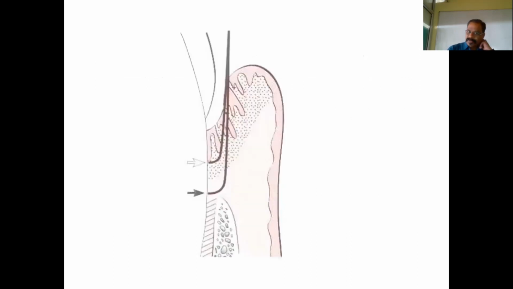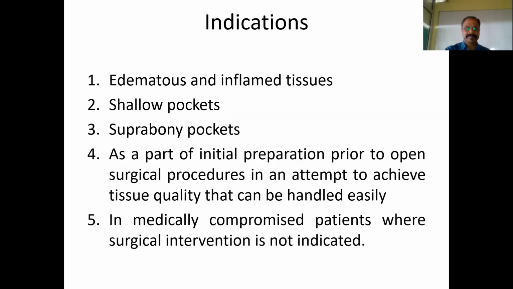Okay. So when you see this diagram, when you extend your curette till this white arrow, it means you're going to do your gingival curettage, right? And when you extend this curette right till your connective tissue attachment, sometimes to your bone level, that is what you're doing, a subgingival curettage.